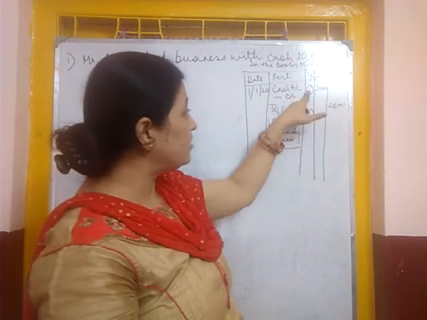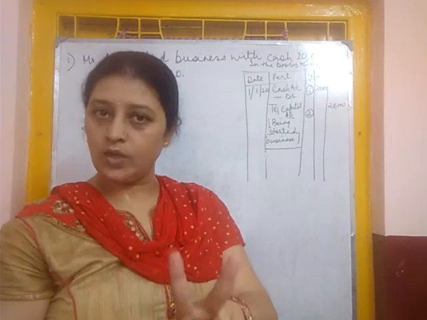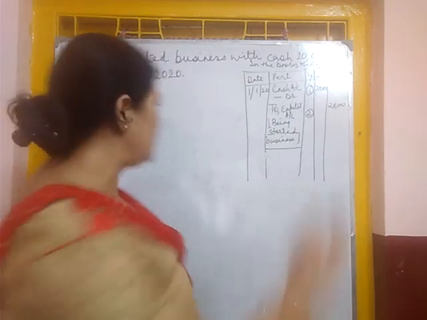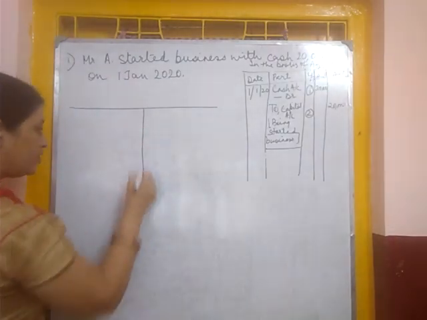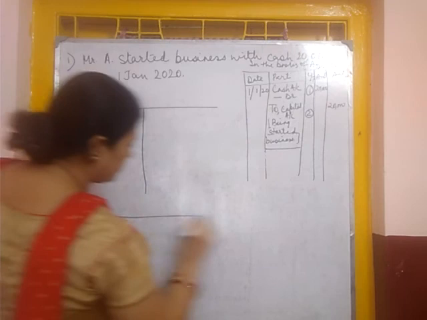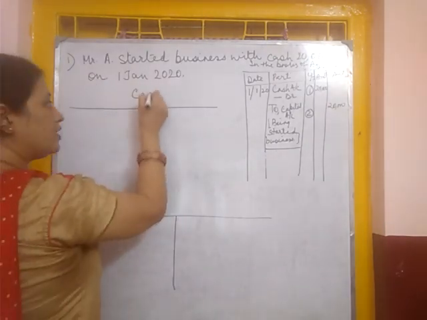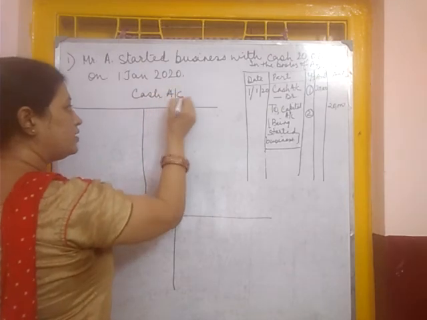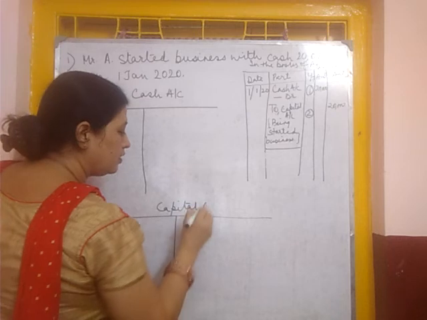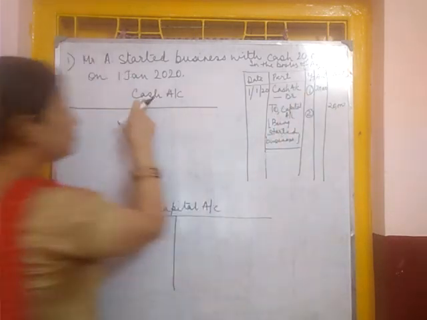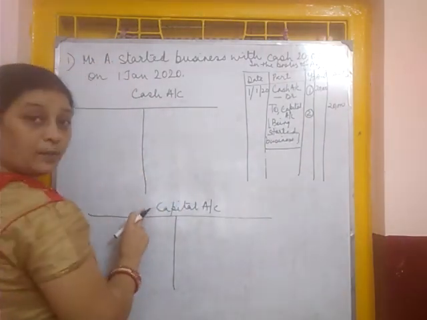It means how many ledgers we have to prepare? We have to prepare 2 ledgers. So let us see how to prepare 2 ledgers. See here, what we will do? We will prepare 2 ledgers. One will be cash account and another will be capital account. See, number 1 is cash account, we are preparing cash account. Number 2 is capital account, so we are preparing capital account.